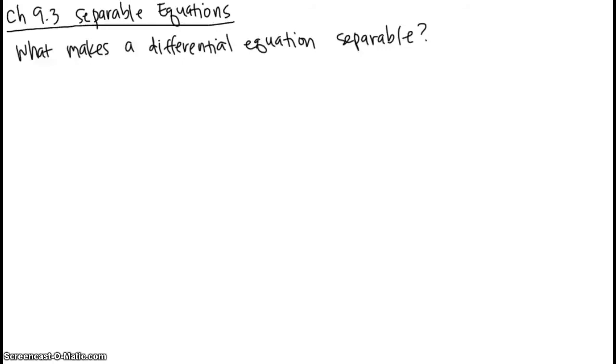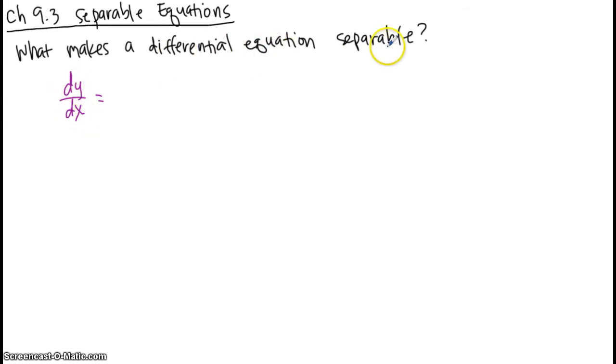Chapter 9.3 is on separable equations. Now, what is a separable equation? When we're talking about separable equations, we're talking about some sort of a differential equation or a derivative function, something like dy/dx is equal to something. There are lots of different variations of what dy/dx could equal.